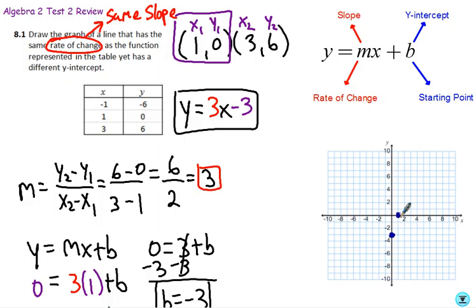And then, if you don't have a ruler, which I don't at the moment at least, what you can do is, the thing with slope is that what makes it a line is the fact that the slope, the rate of change, is constant. So if I don't have a ruler, I could just keep going up 3 over 1, 3 over 1, 3 over 1.